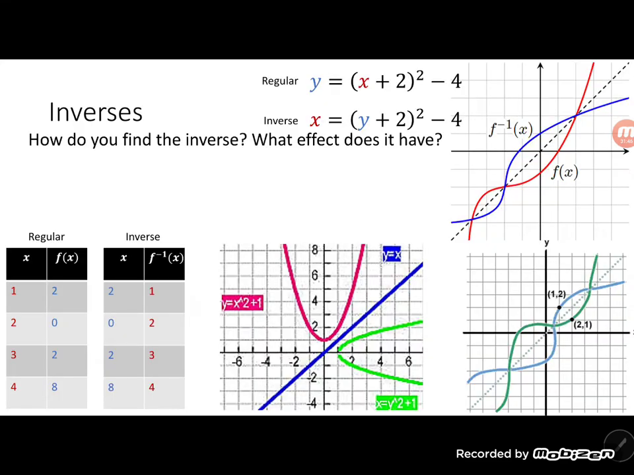All right, let's go ahead and talk about inverses. You're smart, you know how to figure this out. I cleverly set this up just so you can look at this and pause the video. What's an inverse? How do you find it? What did I do to find it? And then what effect does it have on the graph?